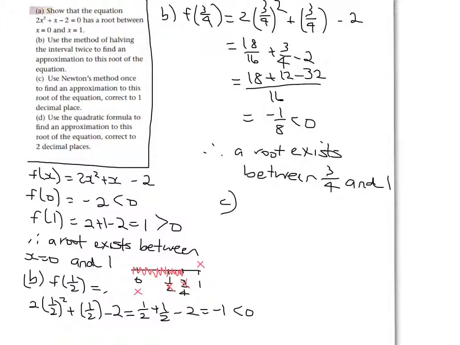Use Newton's method once to find an approximation to this root of the equation, correct to 1 decimal place. Now this time they don't actually tell us what value to take to approximate it, but knowing from part B that the root is somewhere between 3/4 and 1, at 1 the value of y is 1, and at 3/4 the value is minus 1/8, so that's closer to the axis. So I'm going to take x equals 3/4. That's going to be my a value.